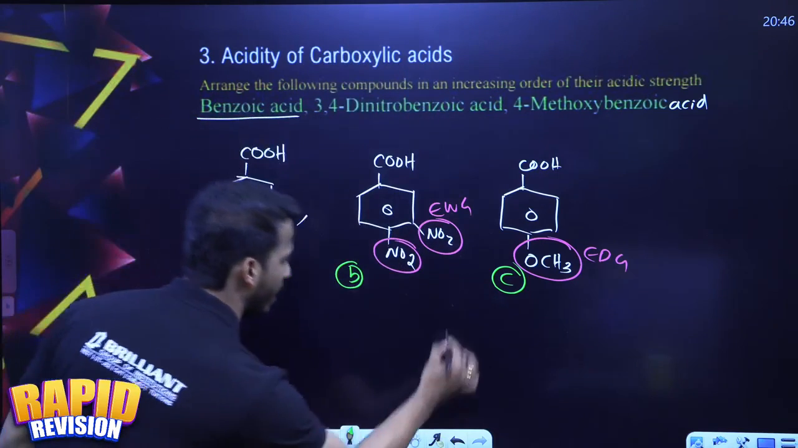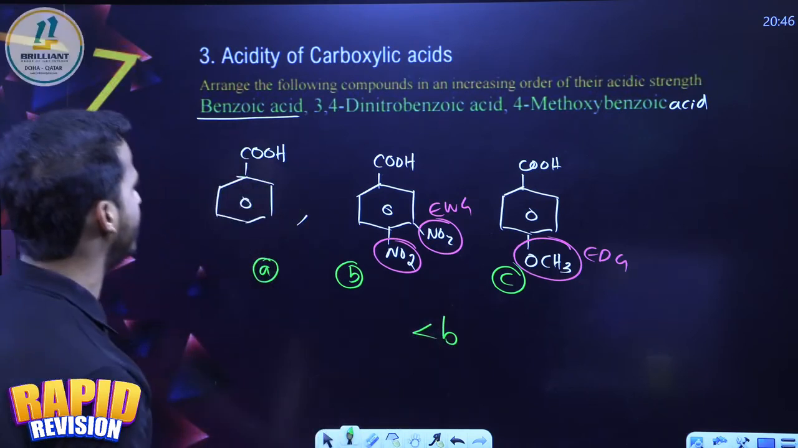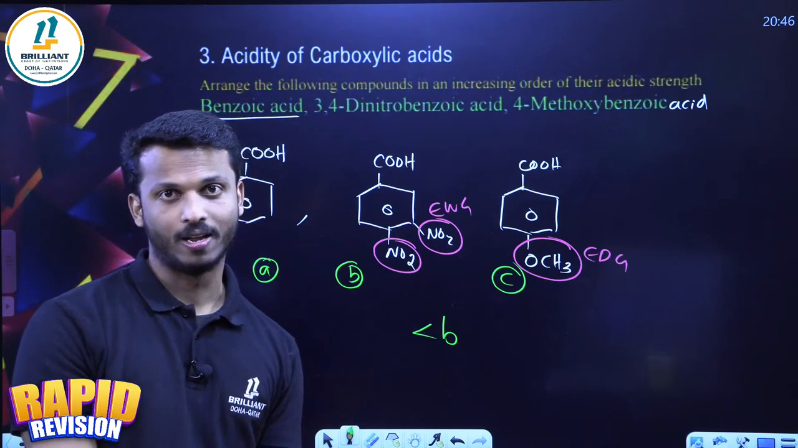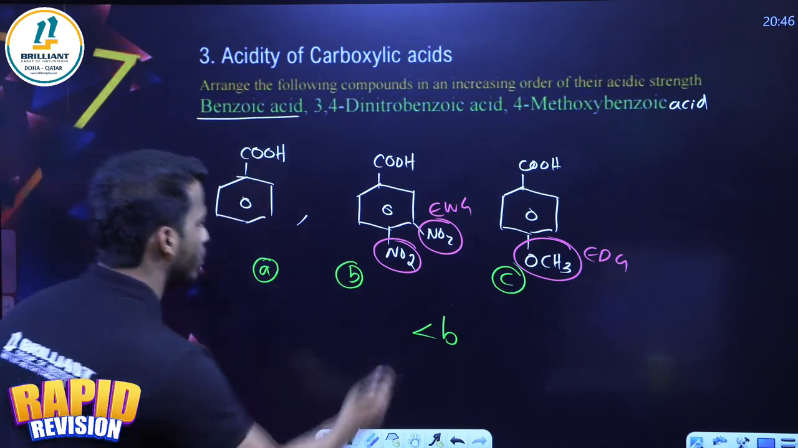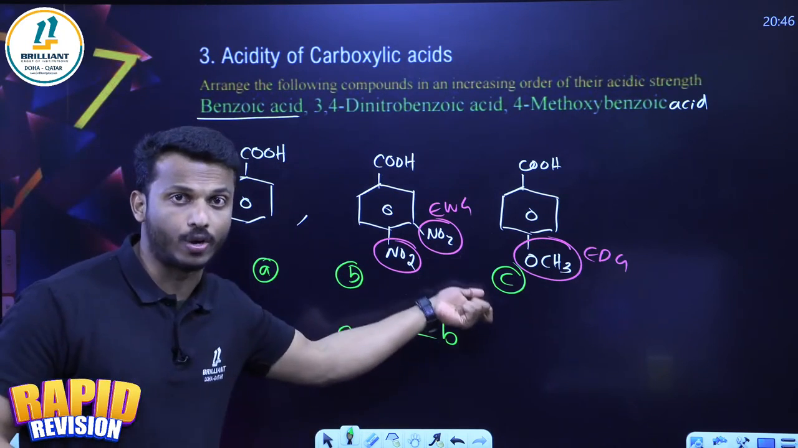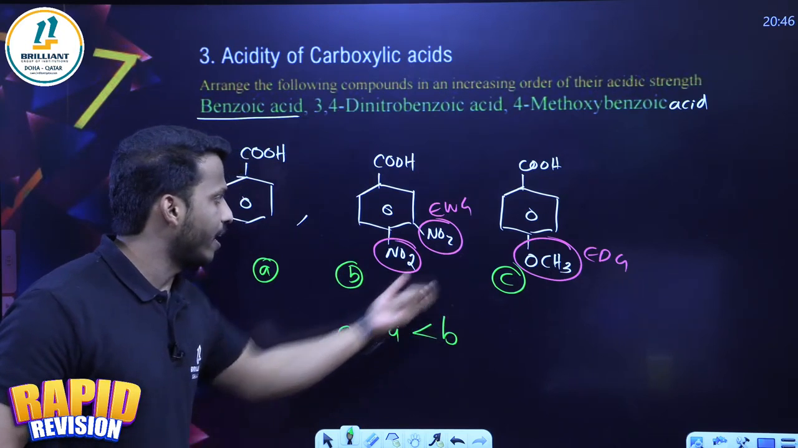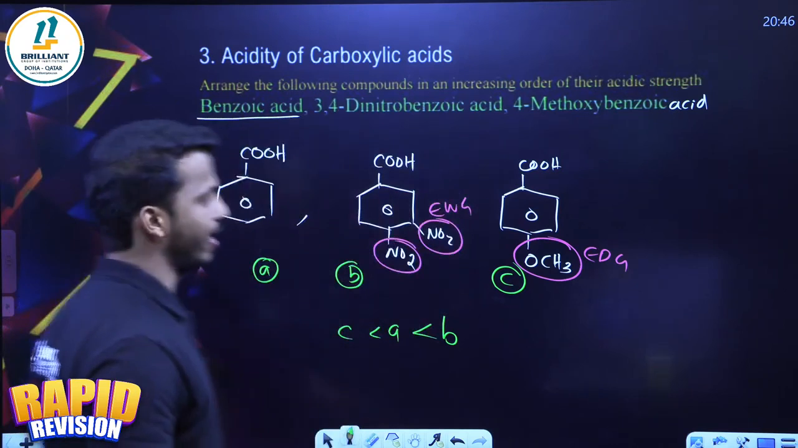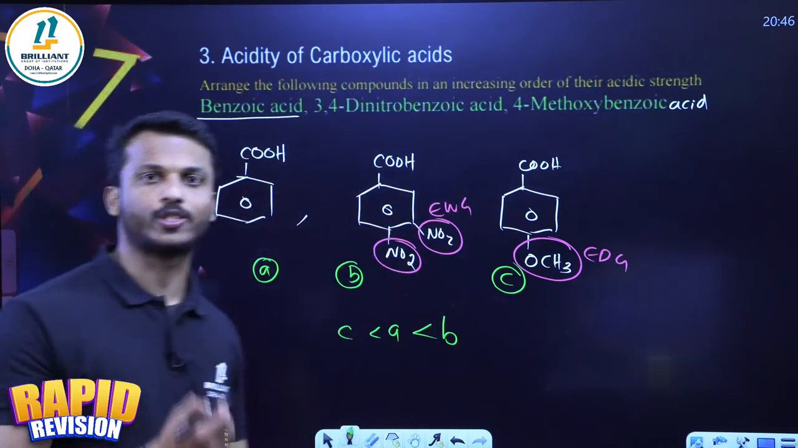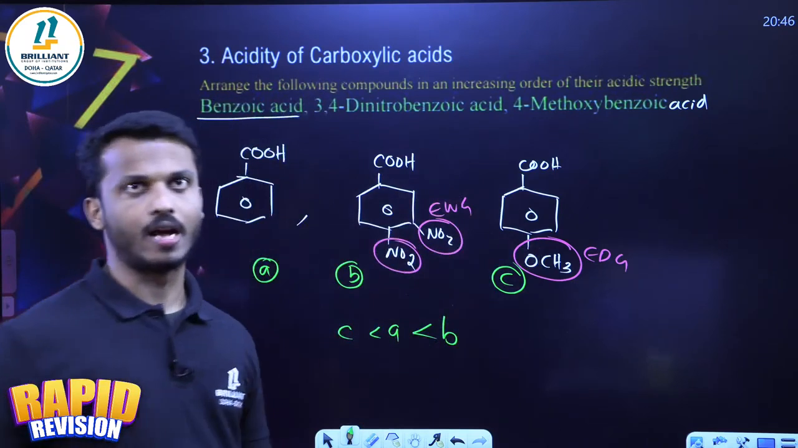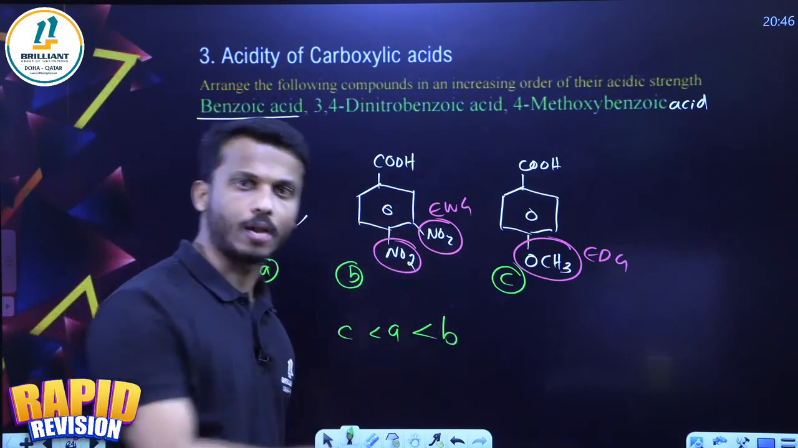So which is more acidic, dear all? B. And let me check whether increasing or decreasing order, that is actually a trap. Please remember, for increasing order, B is greater than A, then C, because B contains an electron withdrawing group and C contains an electron donating group. Therefore the order is C, A, B, yes, that's the correct answer. Hope you are clear. So acidity questions we can expect from the alcohol chapter and also the carboxylic acid chapter.